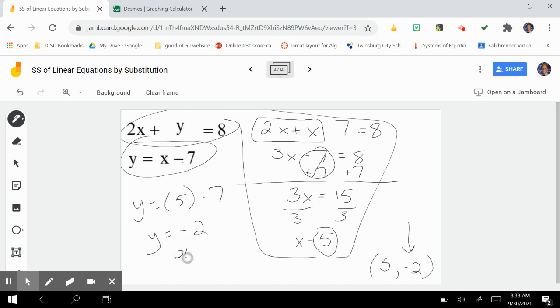2 times 5 plus y, which is negative 2, is 8. What is 2 times 5? It's 10. 10 plus negative 2 equals 8. 8 equals 8.